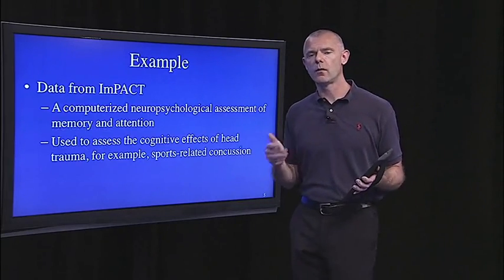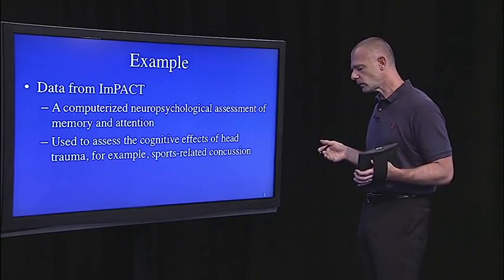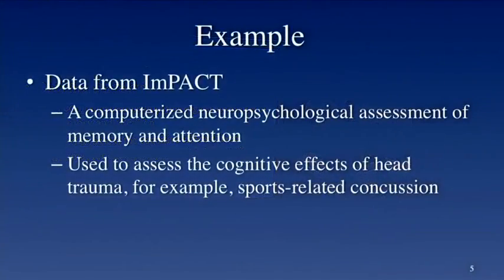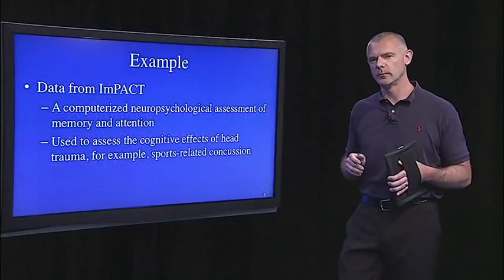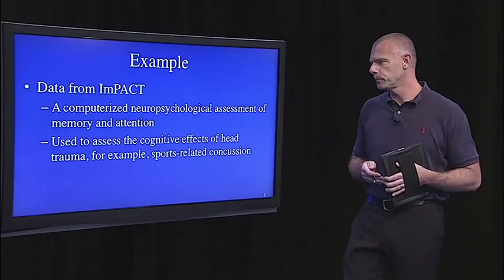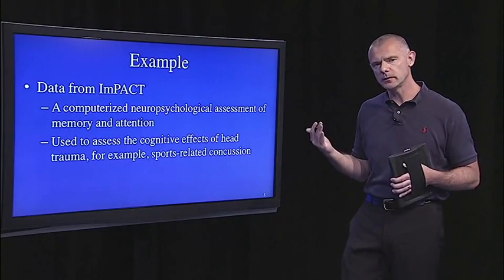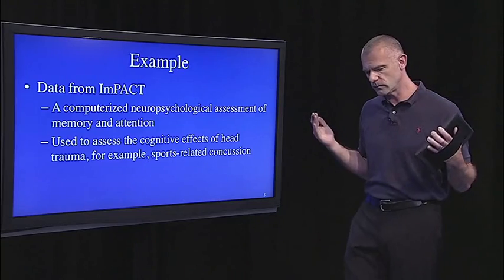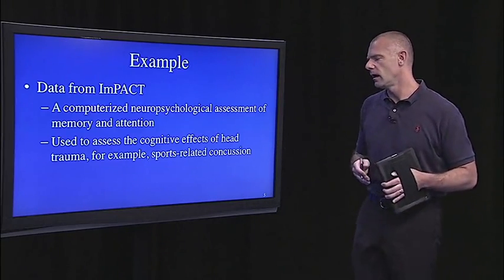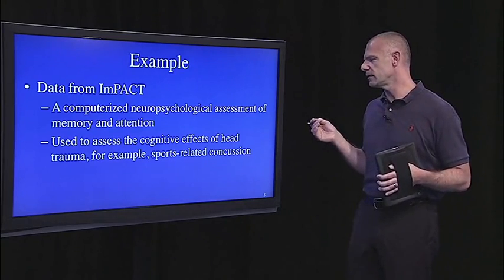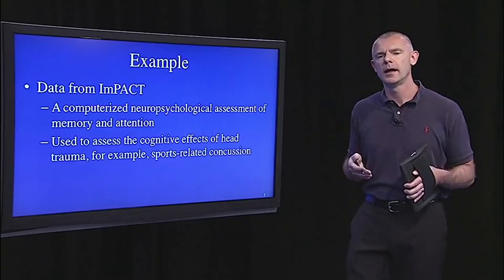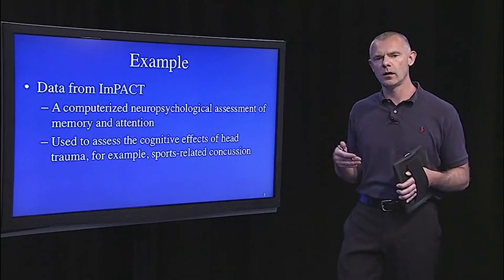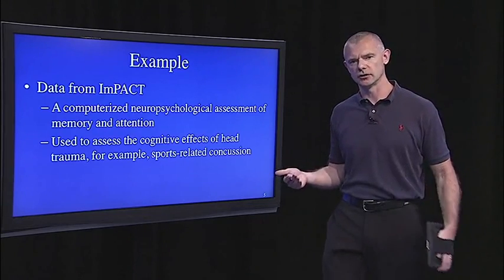So the example I'm going to use for this segment and for this script are data from an online assessment tool called Impact. And Impact is a computerized neuropsychological assessment of memory and attention. And they have a website. If you Google Impact, you can find their website and find out more about their measures. Impact is very popular. It's used all over the world. It's used primarily in the US. And it's primarily used to assess the cognitive effects of head trauma. And its primary use is for assessing the effects of sports-related concussion.